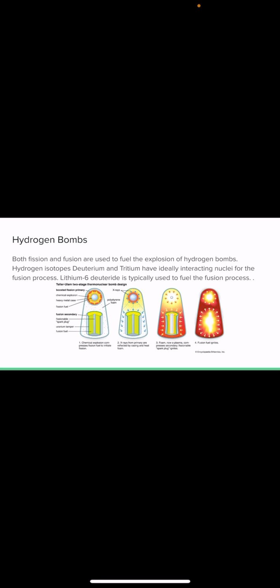The other kind of bomb we have is the hydrogen bomb. For this one, both fission and fusion are used to fuel the explosion. Hydrogen isotopes deuterium and tritium have ideally interacting nuclei for the fusion process, and typically lithium-6 deuteride is used to fuel this fusion process in the bombs today.